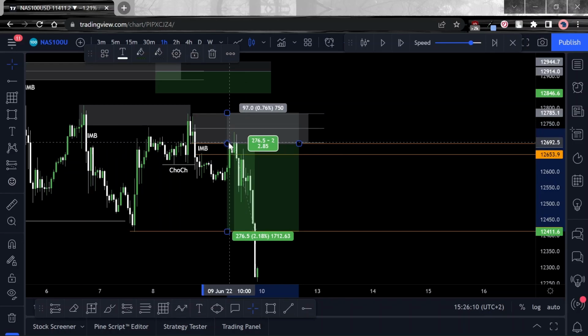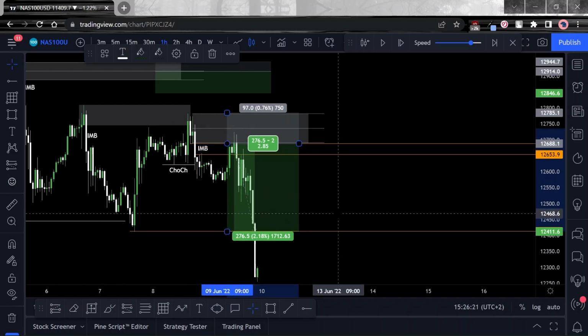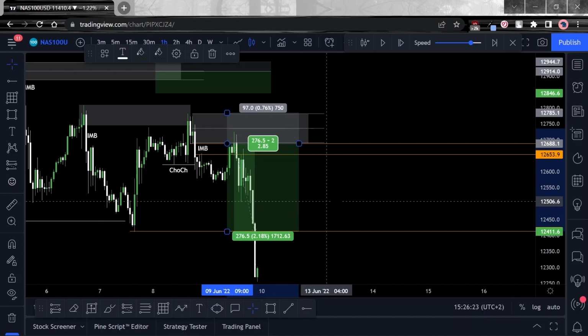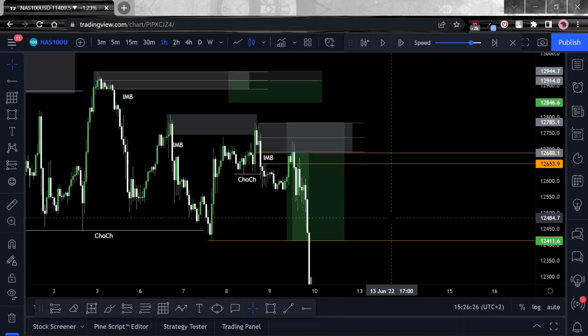But I think you get the point now that this becomes our confirmation entry, because you've just seen a change of character, and then you're in when price prints this lower high over there and moves in your direction to your take profit. So I hope this has been an informative example. We're going to look for a few more examples to illustrate how to take these trades.